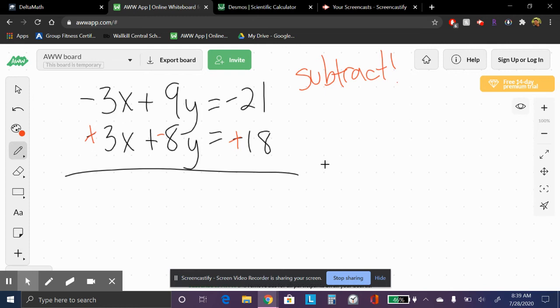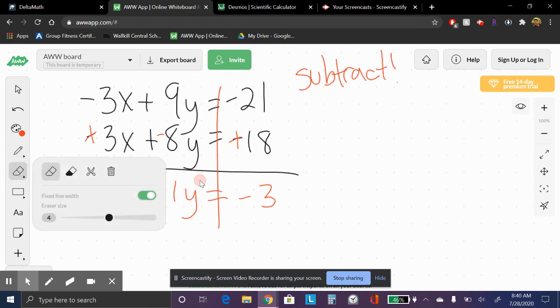Because notice, what does that do? Oh, yeah. It cancels out these 3x's. 9y minus 8y is 1y. Look at that. That's a nice equation to have. Negative 21 and 18 is negative 3. And I really don't need the y there. Look at that. I just solved for y just by itself. I found out my y value.